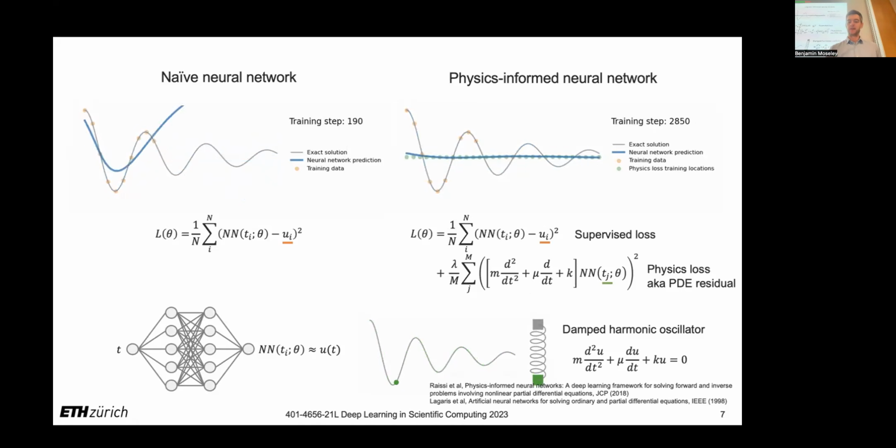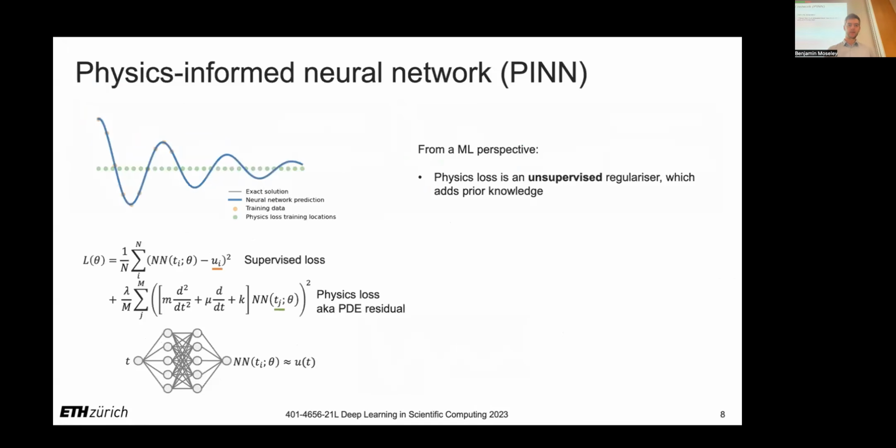So we have two names for these different terms. In machine learning speak, this is just a supervised loss term, standard mean squared error. And what we add is this extra physics loss based on our PDE. Sid introduced this as the PDE residual, or I'm going to call it the physics loss from now on. From an ML perspective, the physics loss is actually an unsupervised regularizer.